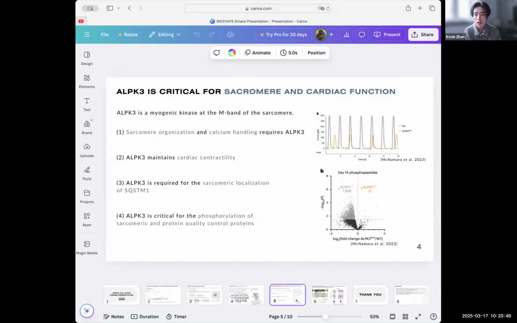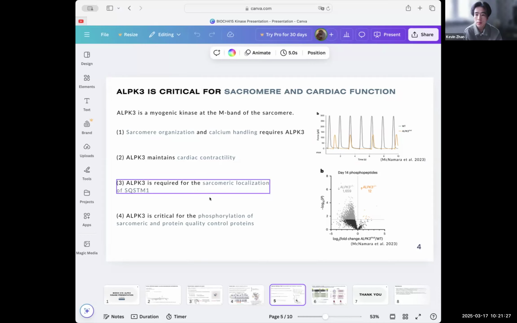In terms of function, ALPK3 is critical for sarcomere and cardiac function. So it's a myogenic kinase located at the M band of the sarcomere. It's involved in sarcomere organization as well as calcium handling. In loss of function ALPK3 mutant mice, they show an elevated level of calcium in their hearts, and that sort of mirrors arrhythmias that we see in patients. ALPK3 also maintains cardiac contractility. So what we can see here in this graph is that in ALPK3 mutant mice, they have a lower contractility compared to their wild-type counterparts.